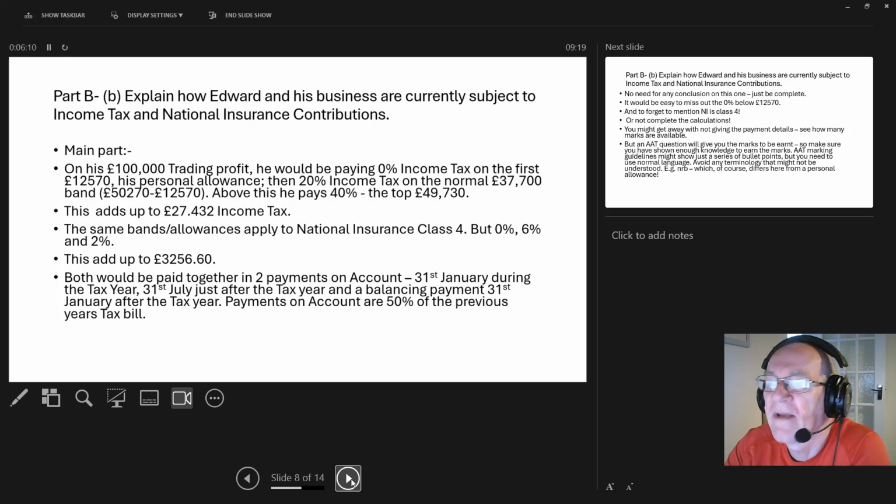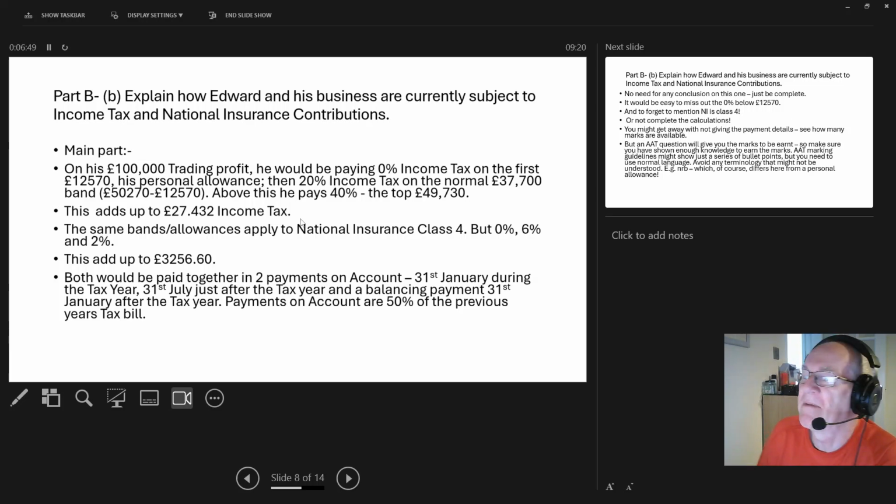So, part B, carrying on with it. So start the main part of the answer. This one doesn't need a conclusion by its nature, but it still needs an introduction and the main part to get maximum marks. So on his £100,000 profit, he's paying 0% income tax on the first 12,570, his personal allowance, then 20% on the normal 37,000 band. I'll put the numbers in there, of course, that's the difference between 50,270 minus 12,570. These numbers, if you don't know them off by heart, are in the reference material. Maybe practice using them a little bit.